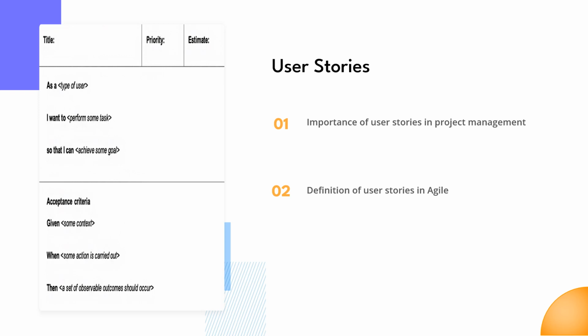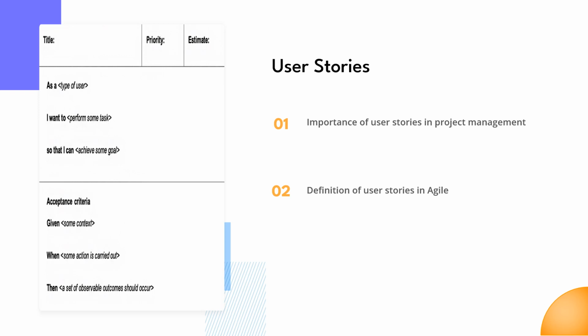Key points to understand. User-centric. User stories are written from the perspective of the user or stakeholder who will benefit from the functionality. This ensures that the focus remains on delivering value to the customer. Simple format. A user story typically follows a template. As a user or stakeholder, I want functionality, so that benefit or value. This format helps capture the role, the desired feature, and the purpose of the feature.